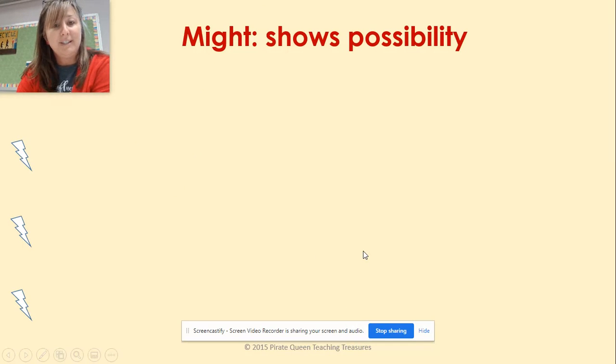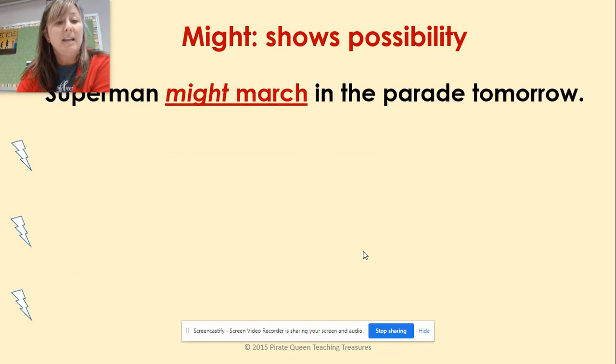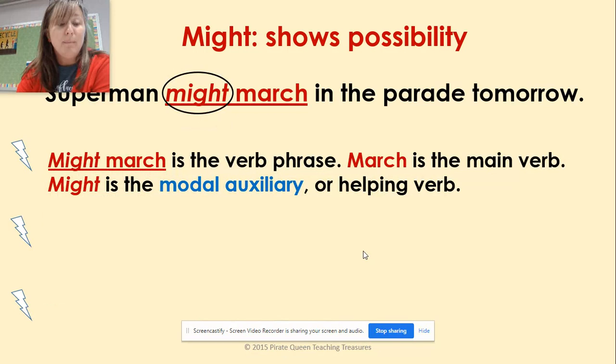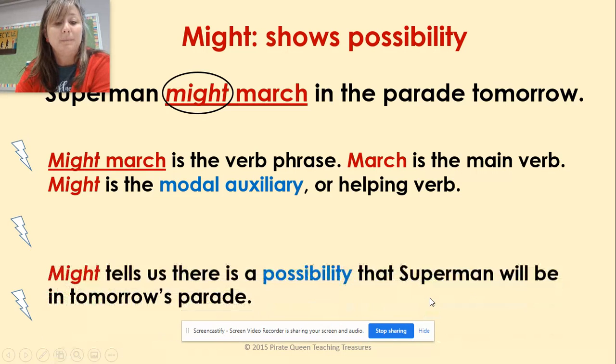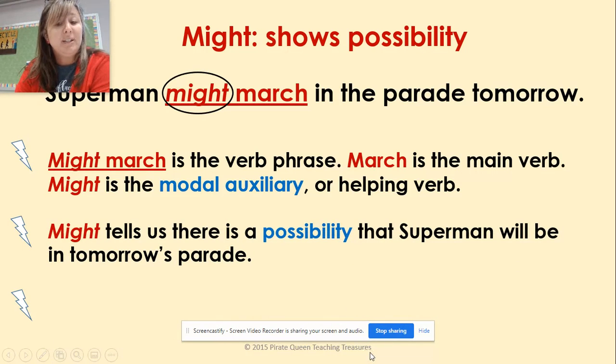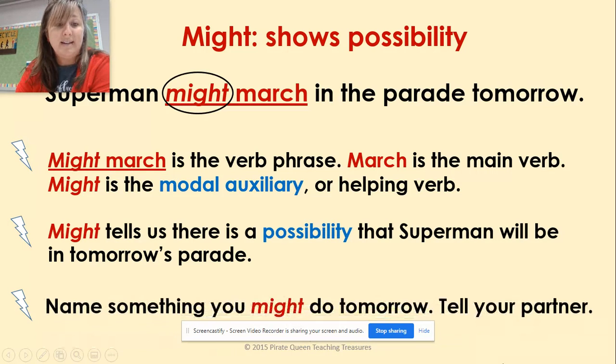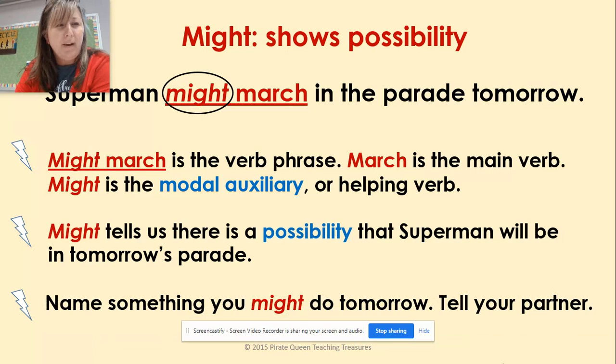They are delicious. So, next one, might shows the possibility. Superman might march in the parade tomorrow. Might is our modal auxiliary. It's showing possibility. Might march is the verb phrase. March is the main verb. Might is the modal auxiliary or the helping verb. Might tells us that there's a possibility that Superman will be in tomorrow's parade. So name something you might do tomorrow.